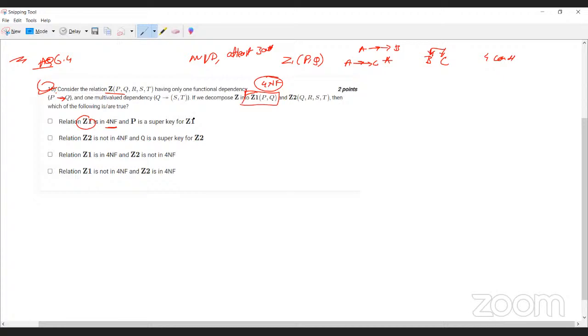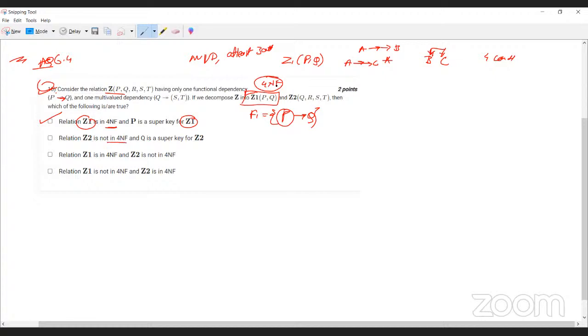Now, is P a key for Z1 or not? What are the applicable functional dependencies to Z1? Only one is there, that is P determines PQ. So here P is the key for Z1. So this option is correct. Z2 is not in 4NF.